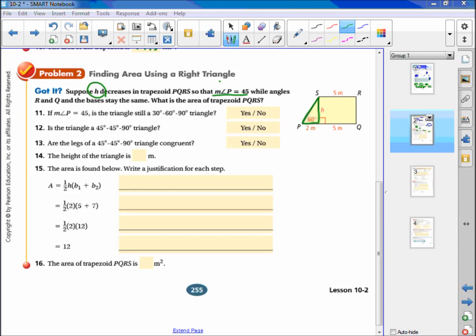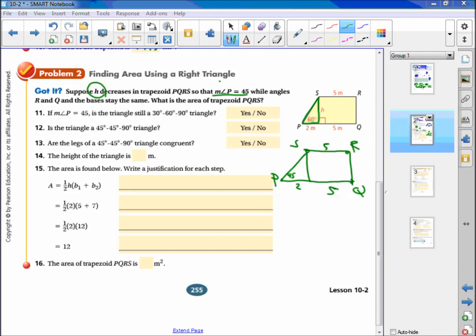Okay, so let's go ahead and draw that. So this would be our 45, 45, 90 triangle in here. This is going to be length 2. This part's going to be length 5. And this part's going to be length 5 still. Okay. All right, so we'll answer some questions here. This is still angle P, S, R, and Q for our vertices.